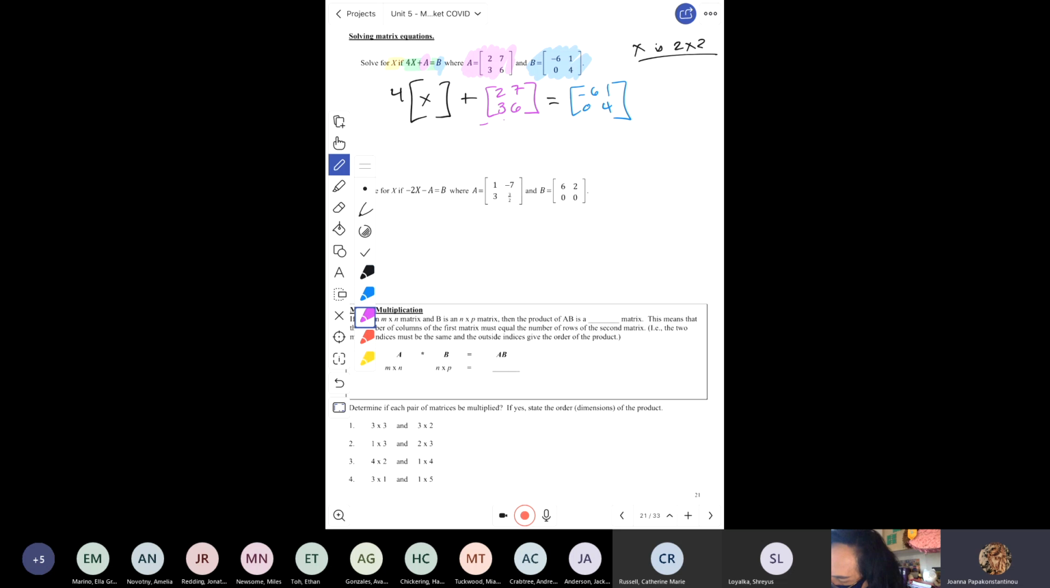Okay, so I'm going to subtract this matrix from both sides. You are absolutely correct. Okay, so that's going to give me 4 times matrix X, which I am solving for. And if I perform subtraction element-wise, corresponding entries, what is my new right-hand side going to be?